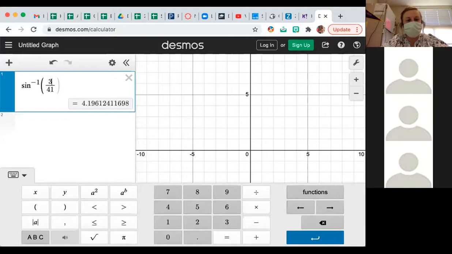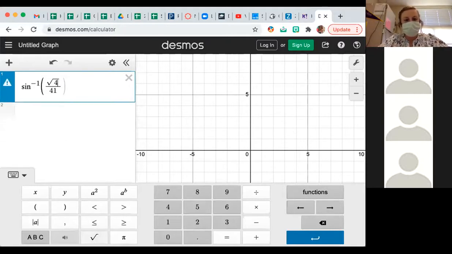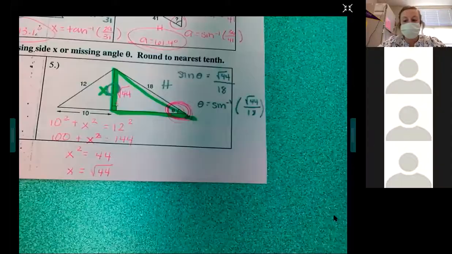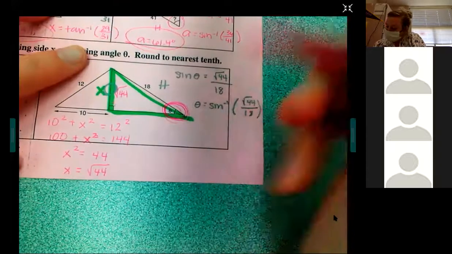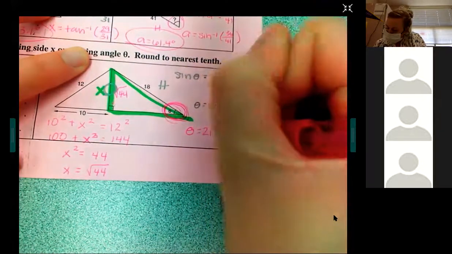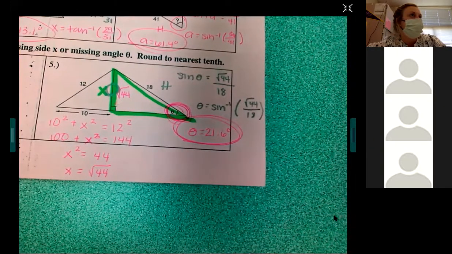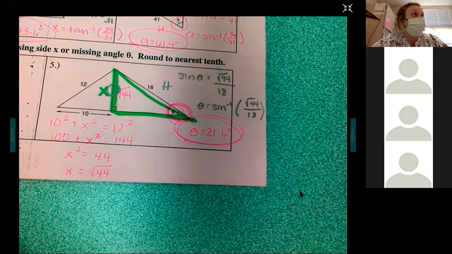Sine inverse of square root of 44 over 18. I got 21.6 degrees. Yeah? Awesome. I'll come look at yours in a minute. You're probably not typing something in right. So the angle was 21.6 degrees. Any questions on example 5? Y'all are good? Okay.